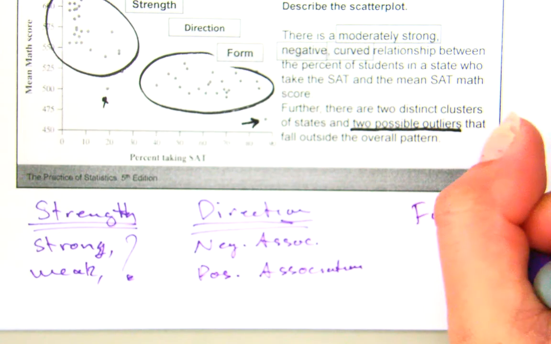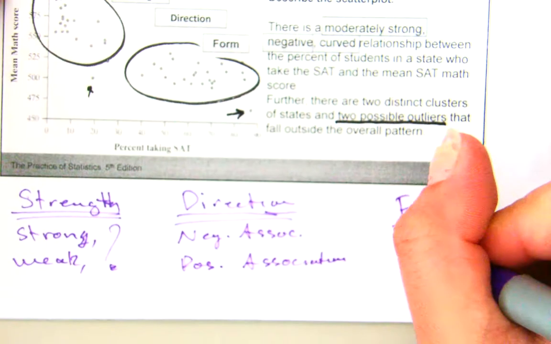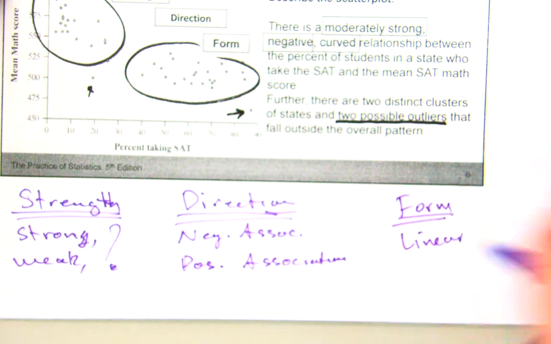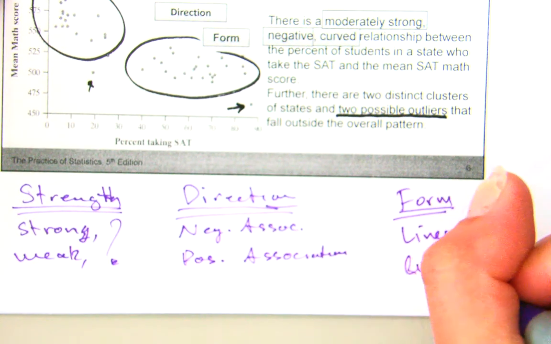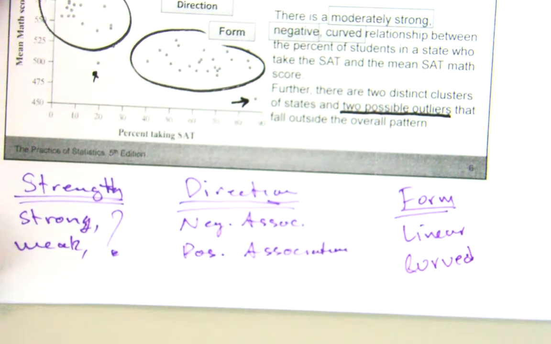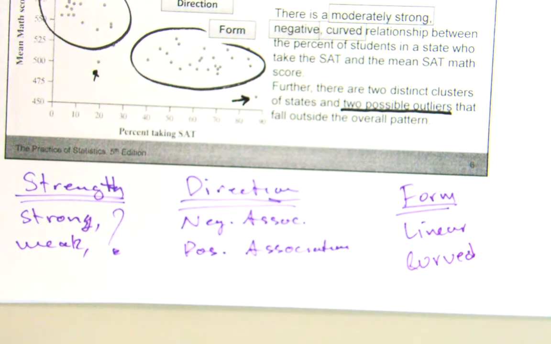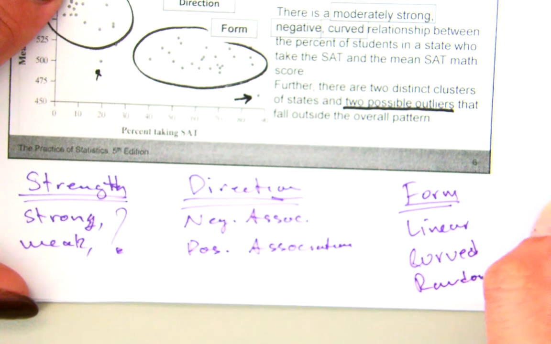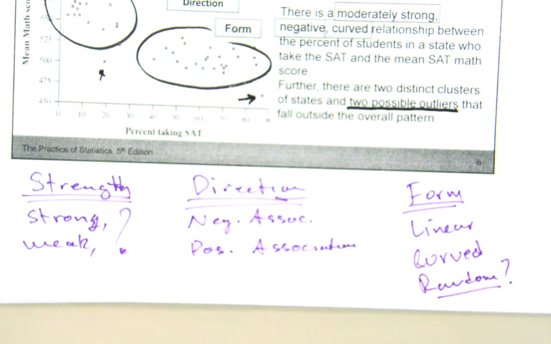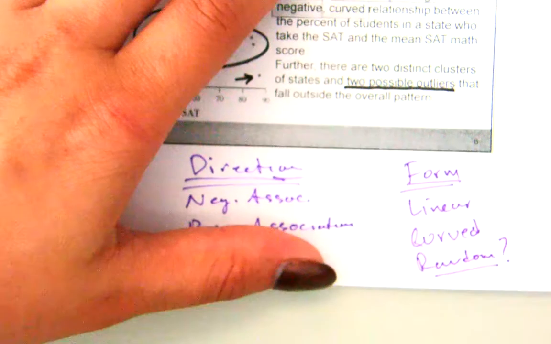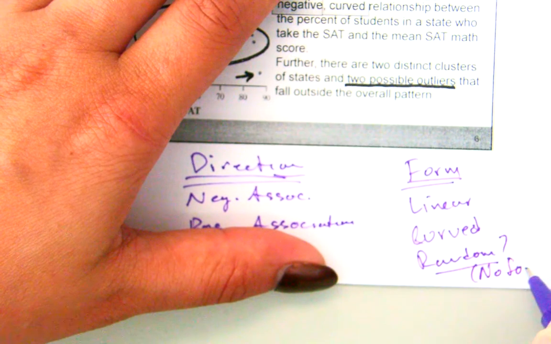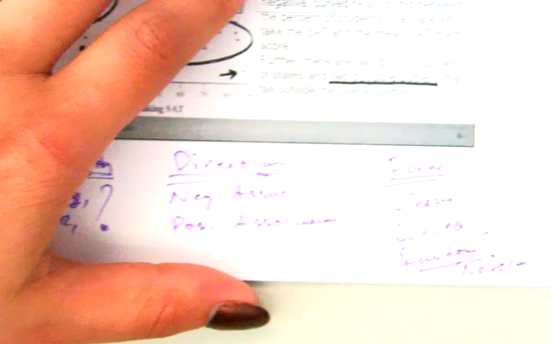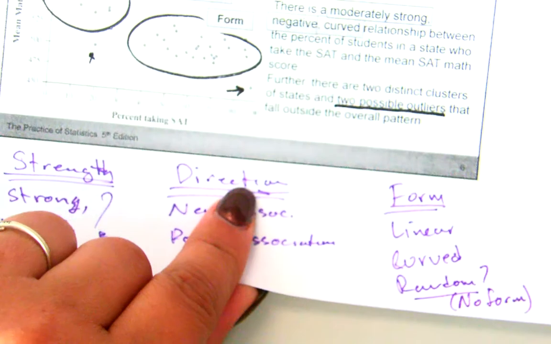And then form is going to be, is it linear? Is it curved? Is it random? And you'll see in a second what I mean by that, because sometimes it could be random. It just doesn't have a form at all. So I guess no form would be one of the things. Okay, but you'll see in the next one.